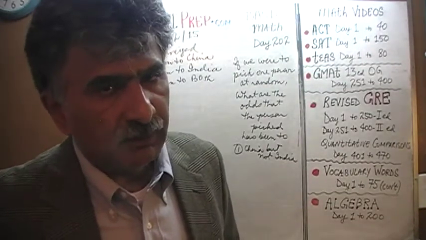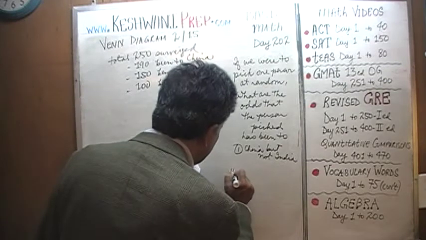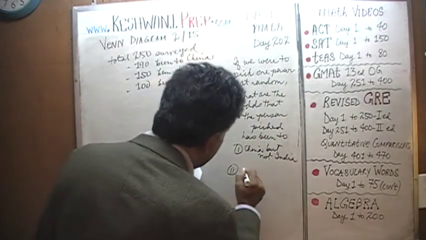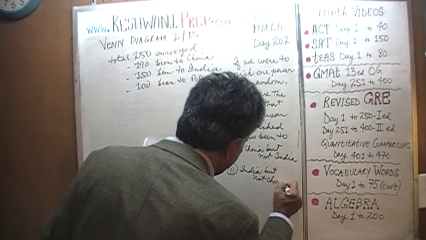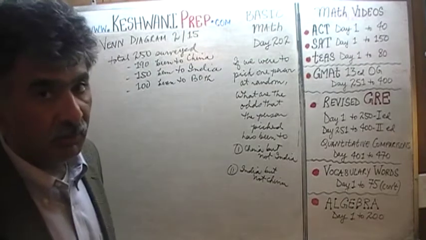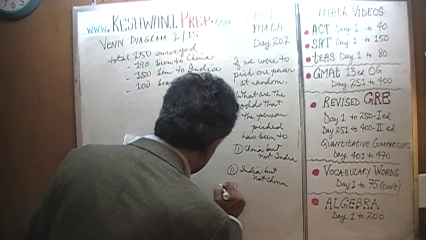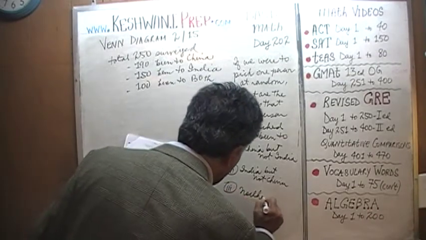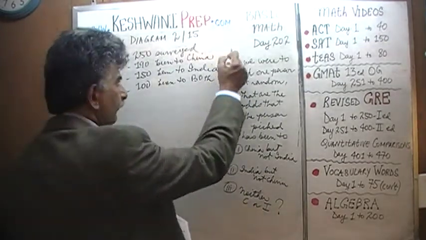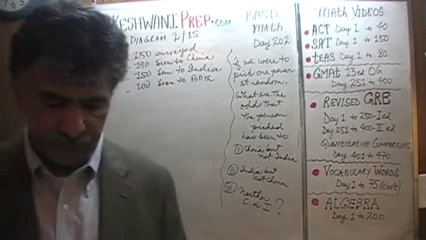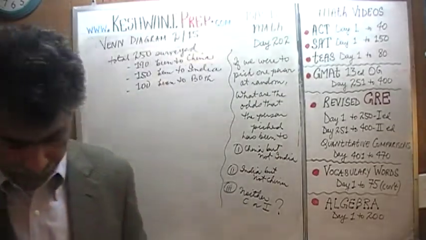In other words, what are the odds that that person that we picked at random has been to China alone, only China? Number two, what are the odds that the person picked at random has been to India but not China? In other words, that person has been to India alone, only India. And finally, what are the odds the person has been to neither China nor India? And we've been asked to express this as probability, as odds, as chances. Let's get going, shall we?